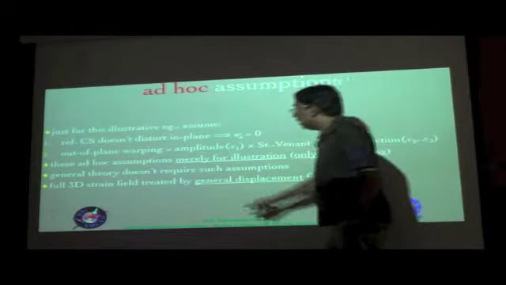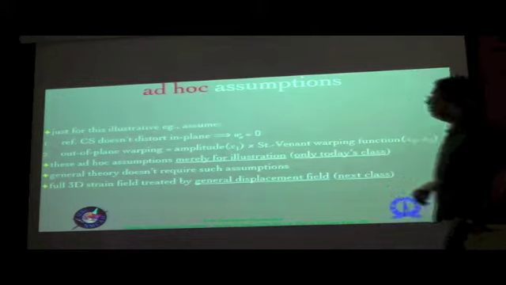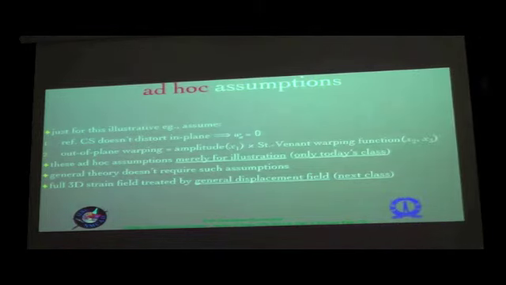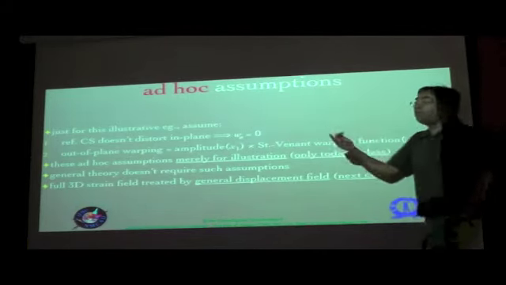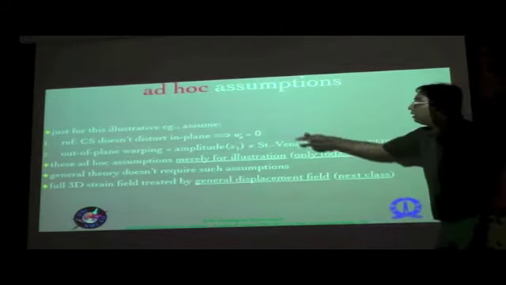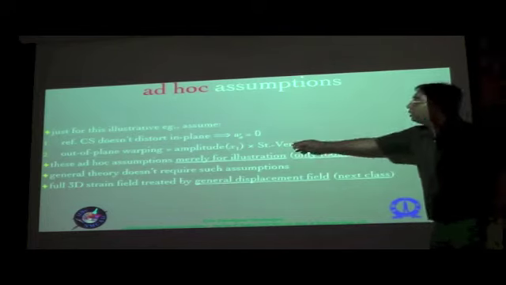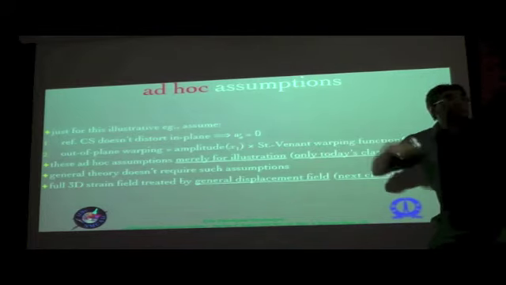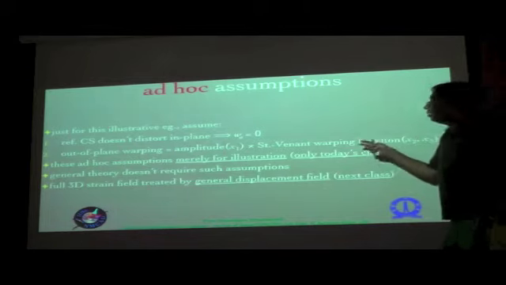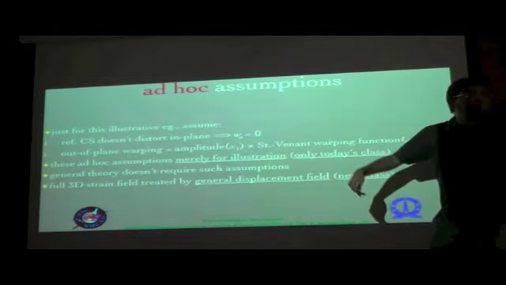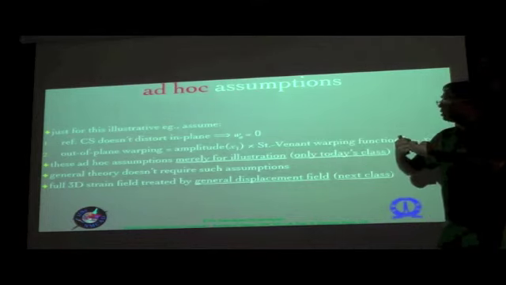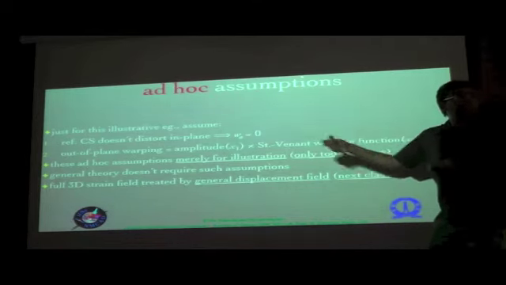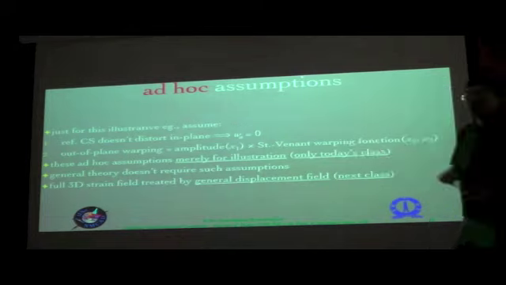Now these ad hoc assumptions that we are going to use for this example, which probably will continue in the first half of the next class, are merely, as I said, for illustration, only for today's class and the first half of next class. The general theory does not require such assumptions, which is what we will do at the latter part of next class. And the full 3D strain field is treated by a general displacement field, where we will allow for W2 and W3 not being 0, and also the fact that we will not make any specific assumption about how the out-of-plane warping behaves. It could be a much more general function of x1, x2 and x3 than the kind of a separation of variables form that it has over here.